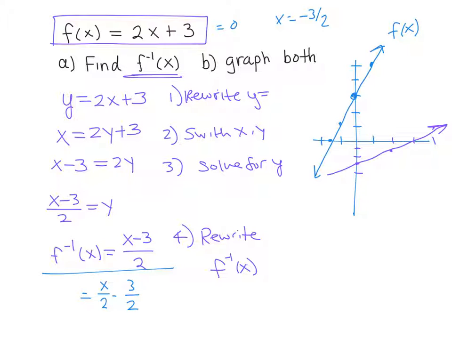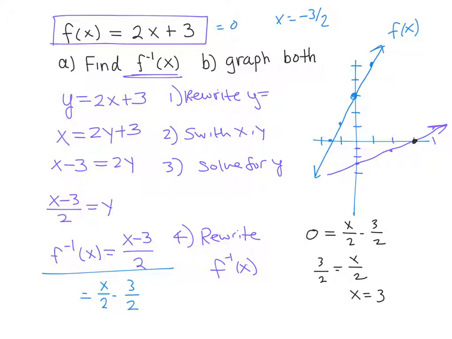Alright, let's just double check that's where it crosses the x-axis. So if it's crossing the x-axis, the y value must be 0. So that means 0 is equal to x over 2 minus 3 over 2. So that means 3 over 2 is equal to x over 2. Multiply 2 on both sides, x is equal to 3. So yes, that's correct.